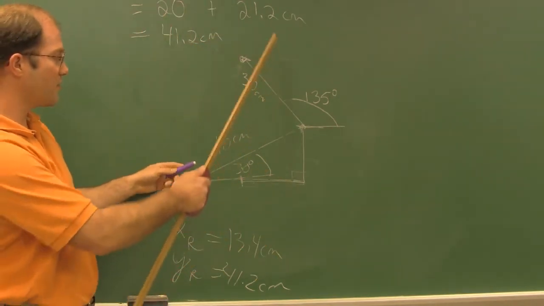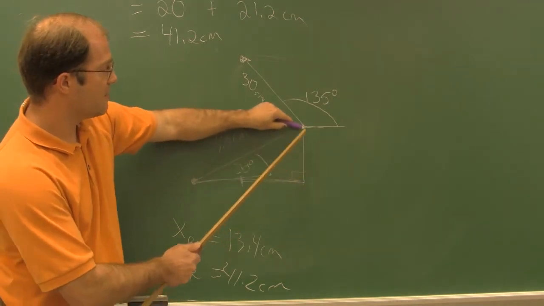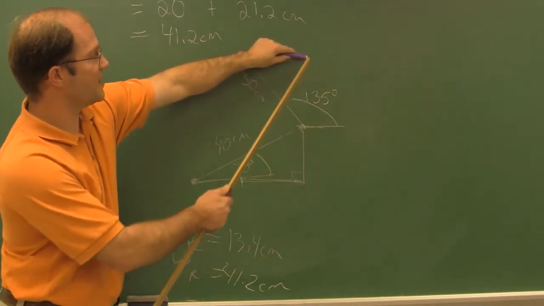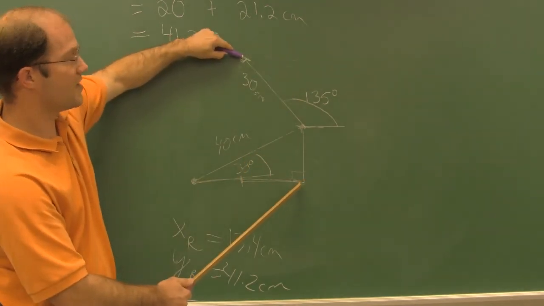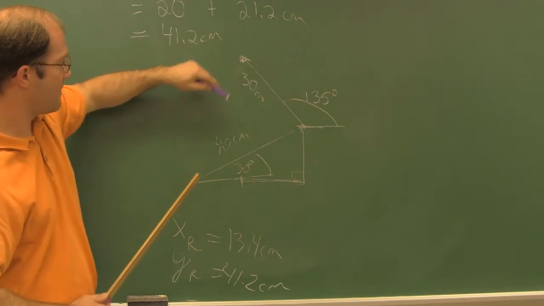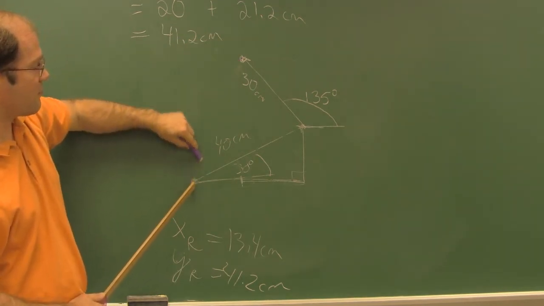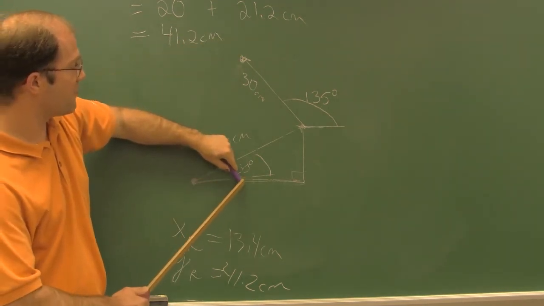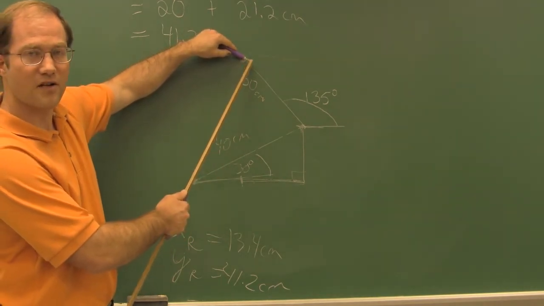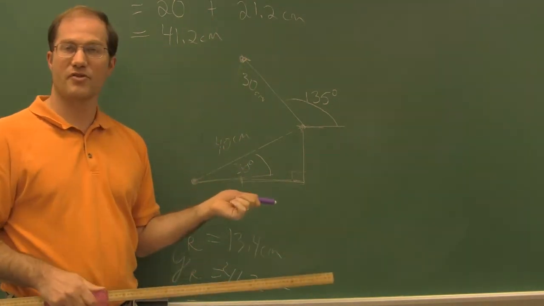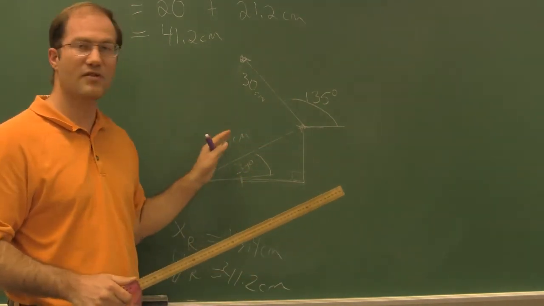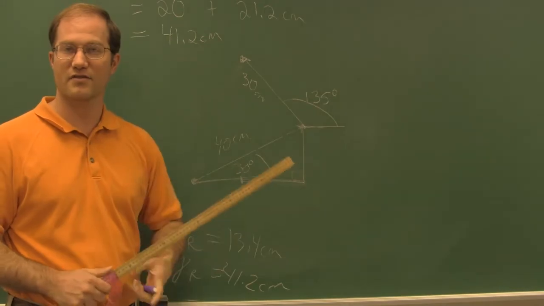And our total vertical is 20 plus 21.2, or 41.2, which we see is the height of the end of the last vector. And so from the starting point, to do our resultant, we go over 13.4 and up 41.2. So we'll draw that in a separate drawing and finish up our math to determine what the magnitude and angle of our resultant vector is.